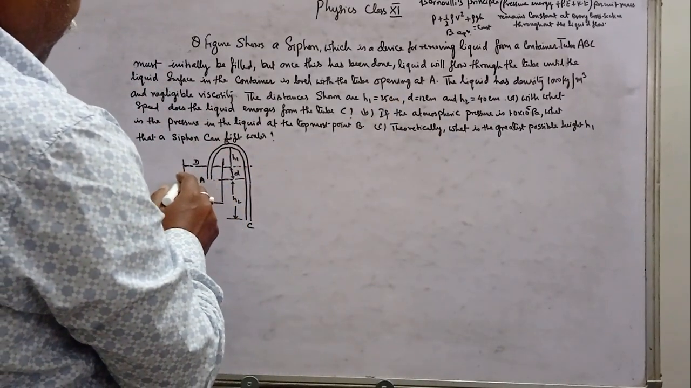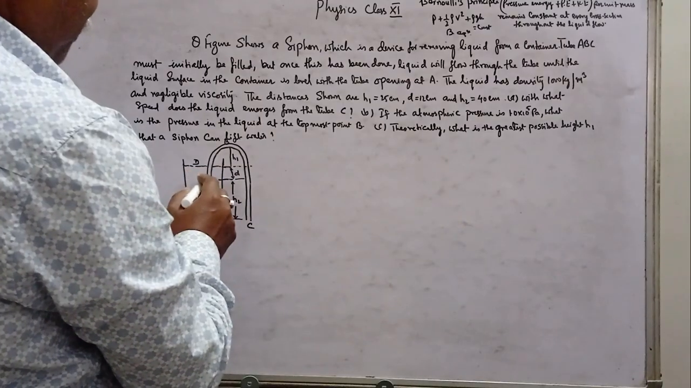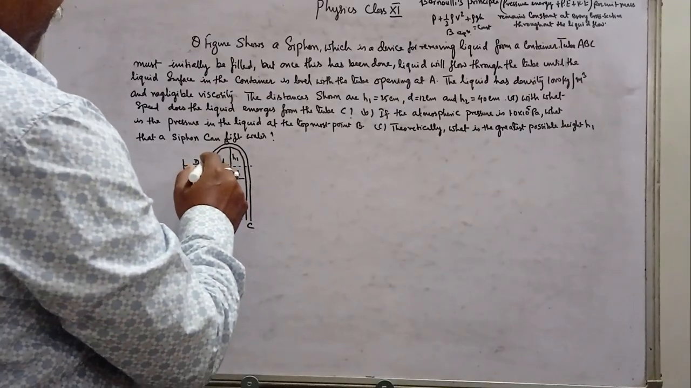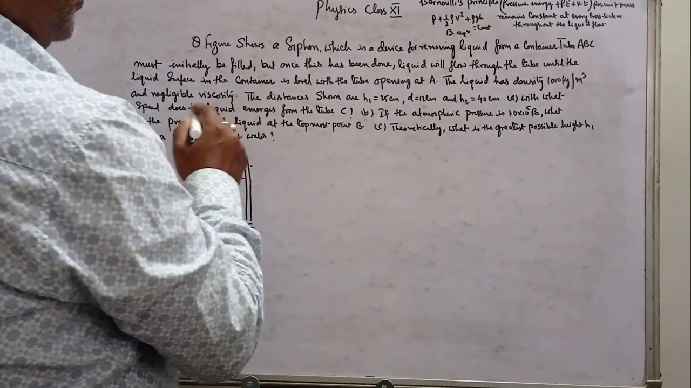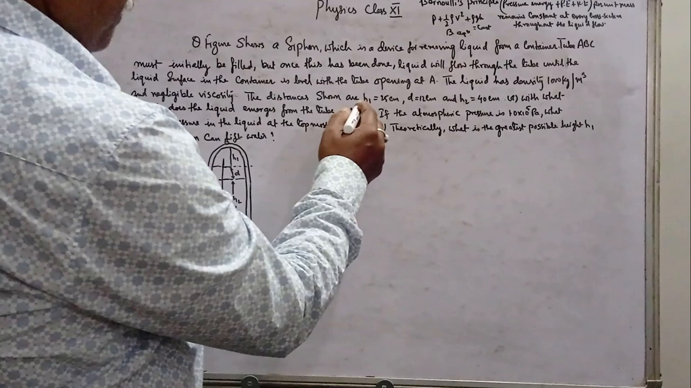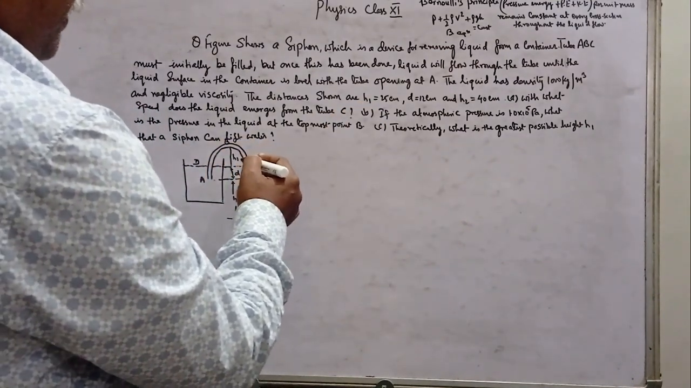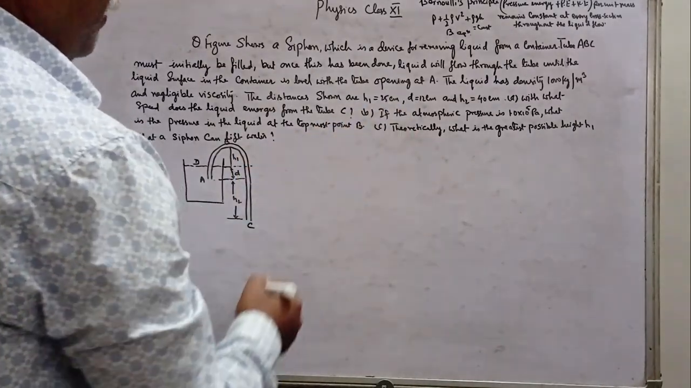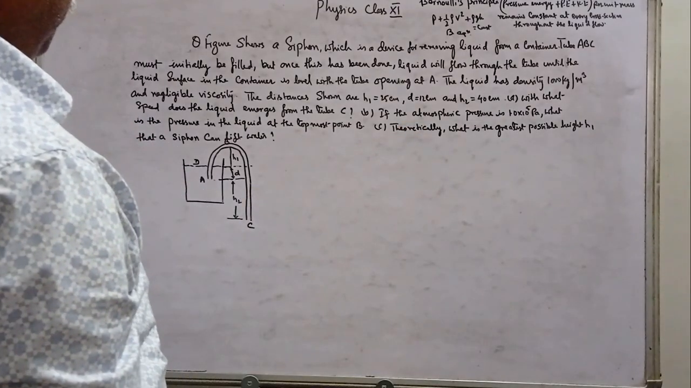It means the liquid will flow until the liquid surface comes to this point. Up to this point, the liquid will keep flowing through this pipe. Now the liquid has a given density and negligible viscosity. The distances shown here, this is h1, and these are points A, B, and C. Here h1 is 25, d is 12, and h2 is 40 centimeters.